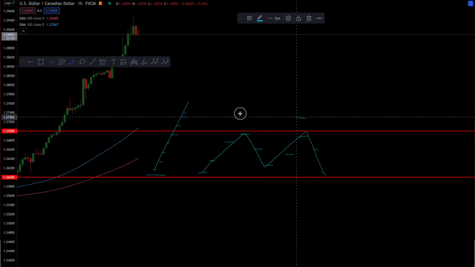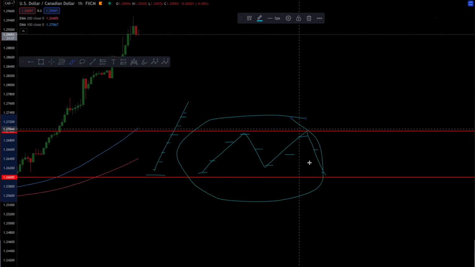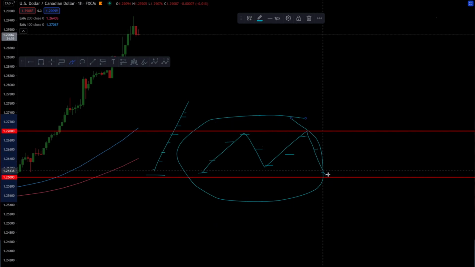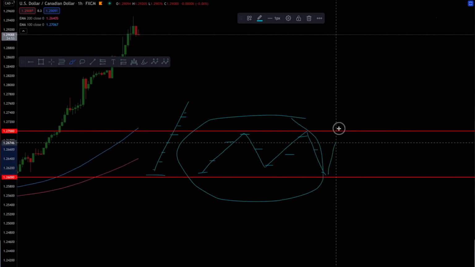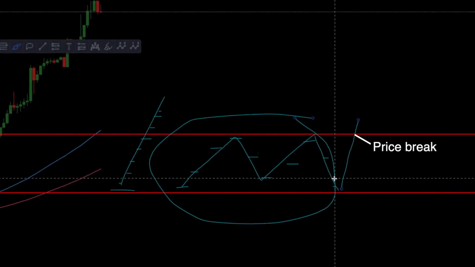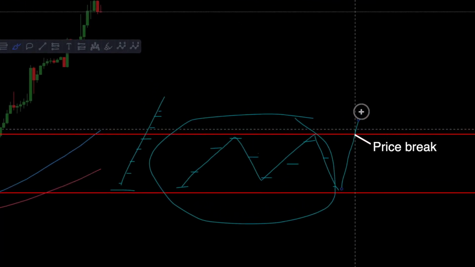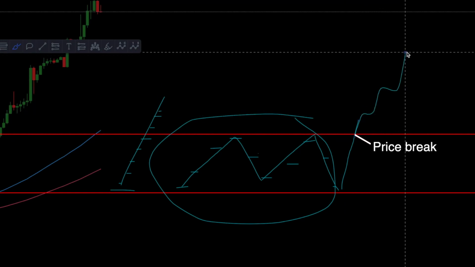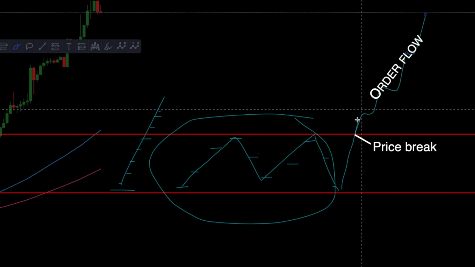Now we have already spotted an order block, and in this the price is in a tight range. At some point in time, the price will move out of the tight range because it cannot stay within the range forever. So whenever the range is broken, the price will start to move in the direction where it broke the range or the order block, and this is called the order flow.